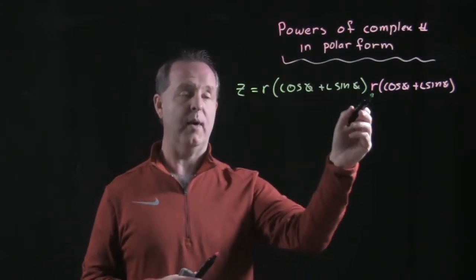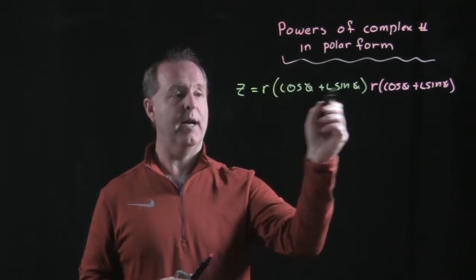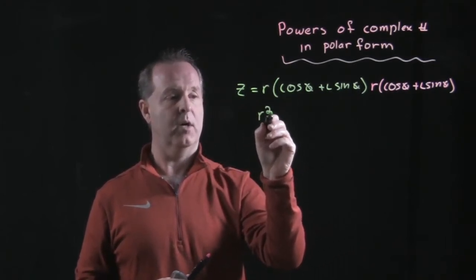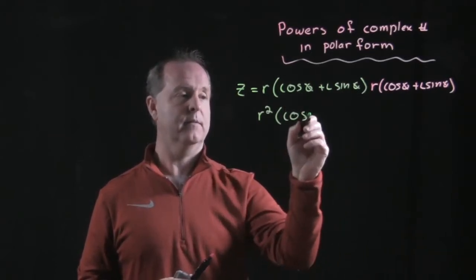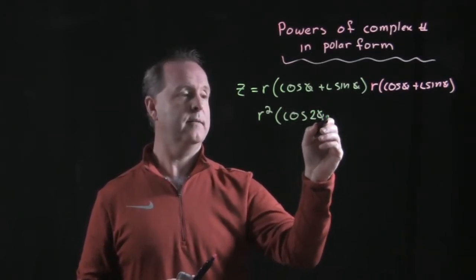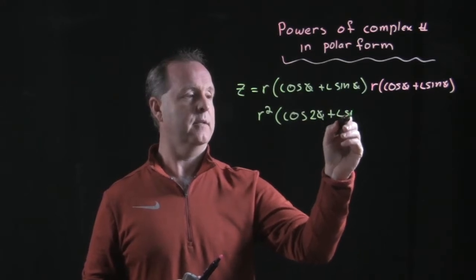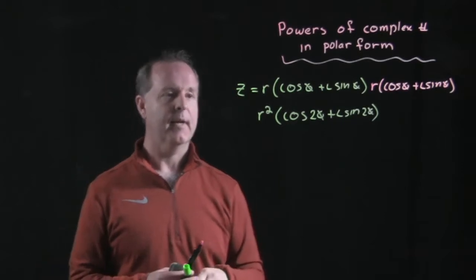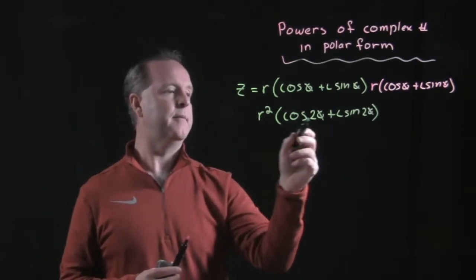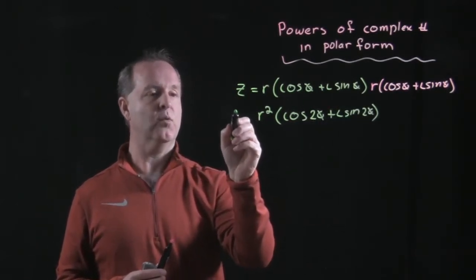We multiply the modulus, so r times r becomes an r squared. Then we add the arguments. So this becomes cosine 2 theta plus I sine 2 theta. And so now we have z squared.